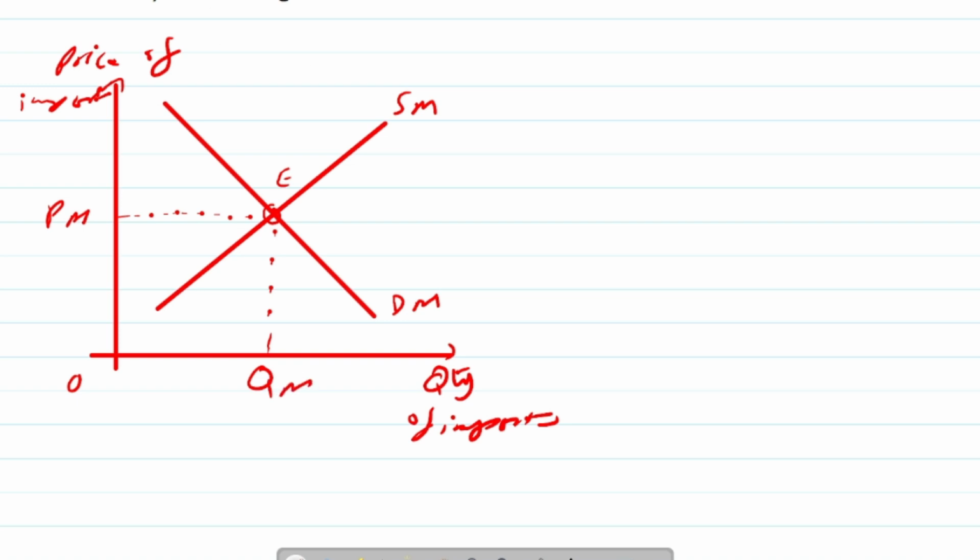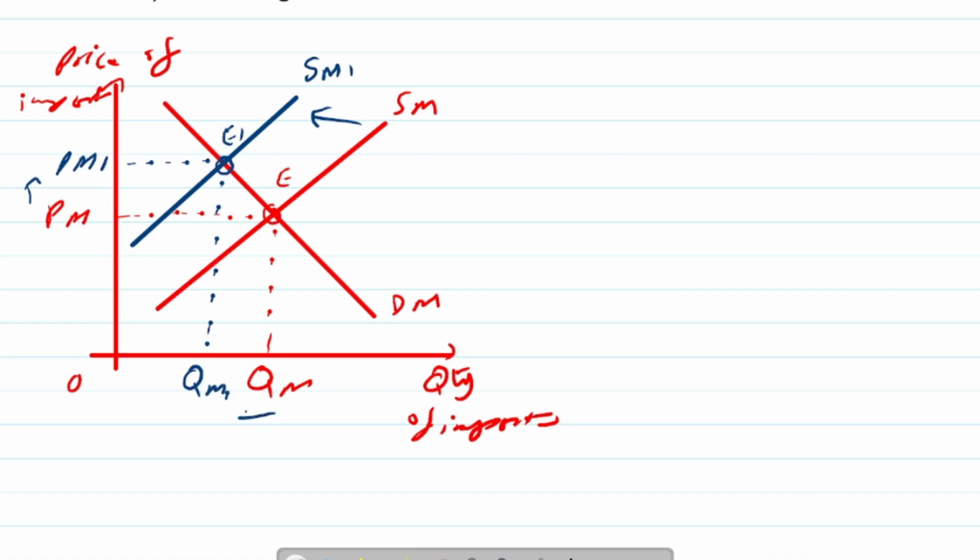So whenever government imposes an indirect tax, that is tariff, it reduces the supply of imported goods, and when supply decreases, the supply curve will shift to the left. So SM will move from SM to SM1, and as a result a new equilibrium will take place at E1, where the new price of imported goods will be PM1 and equilibrium quantity will be QM1. So this is how imports get expensive and their volume of imports also falls, and it helps to correct deficit balance of payment.